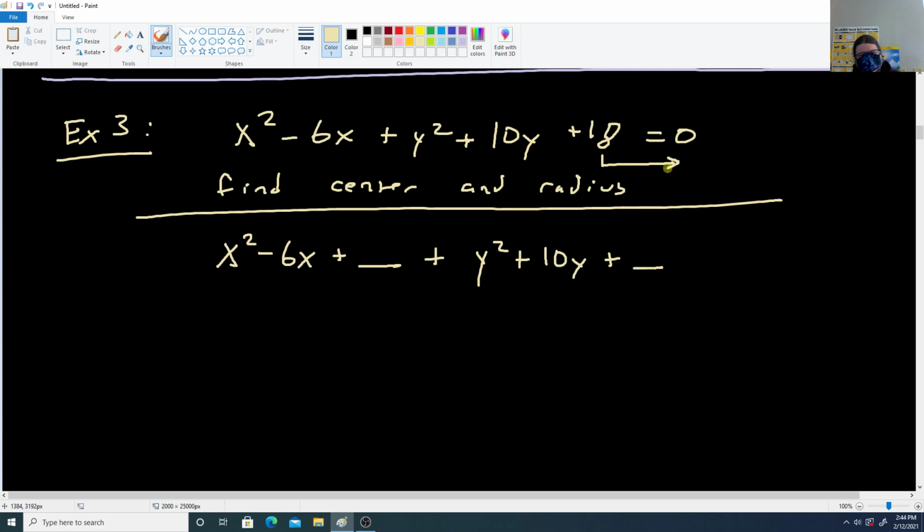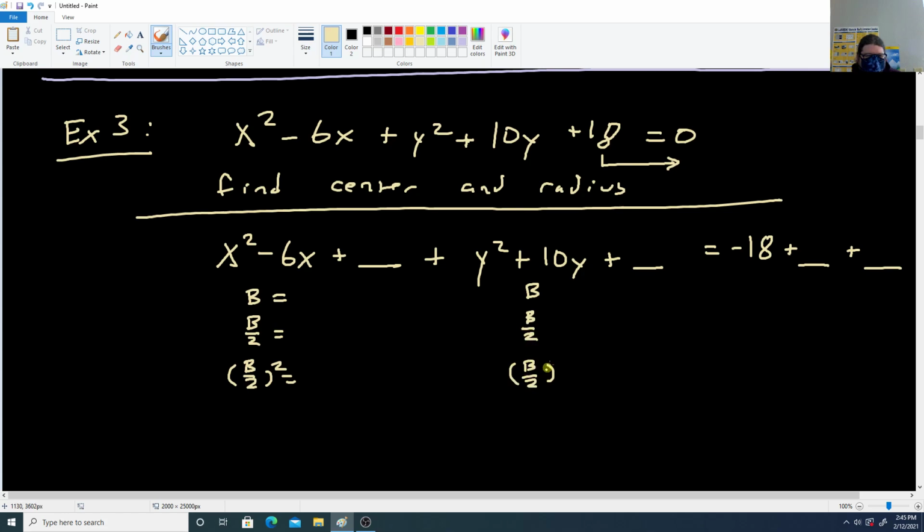And the positive 18 I'm going to push across the equal sign, so it'll turn up as a negative 18 there. The first blank I added here, I have to add that same amount to the right-hand side of the equals to keep stuff balanced. And the second blank I put there, I have to add to the right-hand side to keep stuff balanced. So we're going to find b over 2, and b over 2 squared for the x's. And then we're going to find b over 2, and b over 2 squared. We're going to find those for the y's.